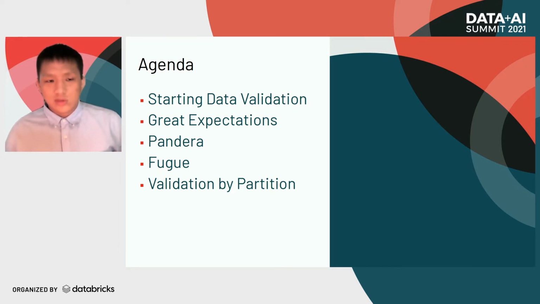Pandera is only available in Pandas at the moment, but for our use case, we want to use it on Spark. So that's where we'll introduce Fugue. Fugue is an abstraction layer that will allow us to use Python and Pandas packages on Spark. And then interestingly, by combining Fugue and Pandera, we'll be able to achieve validation on a partition level, which is something that data validation frameworks don't allow for yet today.